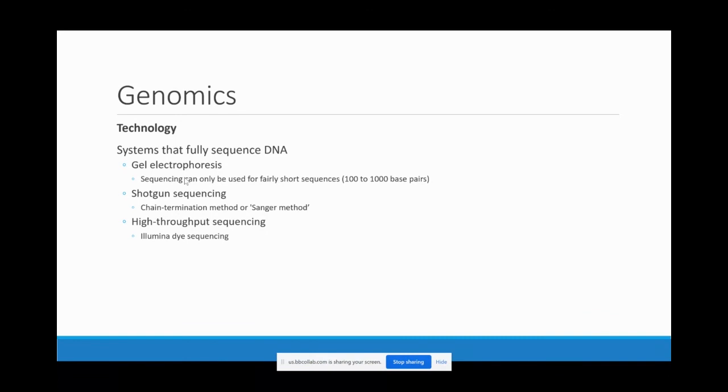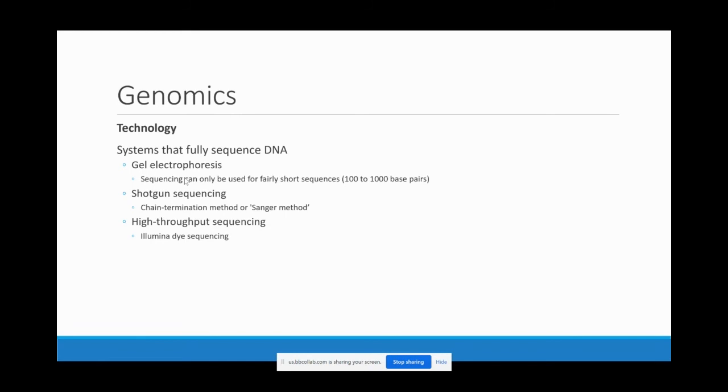Now, gel electrophoresis is not usually used for genomics because it's only really good for a shorter sequence, like something 100 to 1,000 base pairs long. And remember, for genomics, we're literally trying to sequence the whole set of someone's genes, all of their genes. So the two things that are utilized the most are what are called shotgun sequencing and high throughput sequencing.